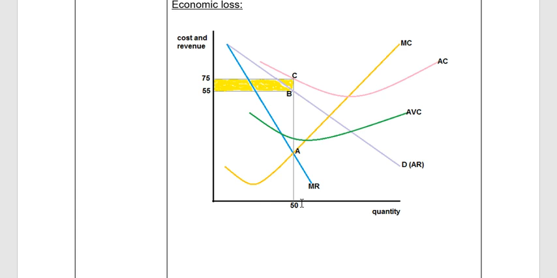So 55 times the quantity of 50 will give me my total revenue. To calculate the total cost, same thing. I go from point A up, up, up, but now to my average cost graph on point C. My average cost is 75 Rand times the quantity of 50. If I want to do it the other way, economic loss per unit, obviously my average revenue is the same as the price, so 55 minus my average cost, which is 75, gives me a 20 Rand loss per unit. But I'm not just selling one, I'm selling 50. So the 20 times the 50 is going to give me the loss.